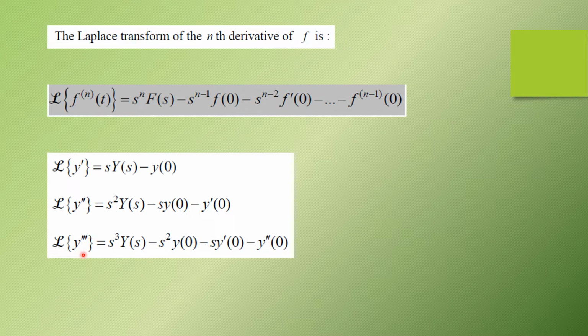Laplace transform of y triple prime, using the same formula, but this time n equals 3, is s cubed Y(s) minus s squared y of 0 minus s y prime of 0, and then there's another last term, minus, notice that the order of differentiation of y increases, so this one must be y double prime of 0. The degree of s decreases from the first term until the last term: this is s cubed, s squared, s to the power of 1, and this one will be s to the power of 0. So the last term has no s involved. So this is the formula for the Laplace transform of y triple prime.